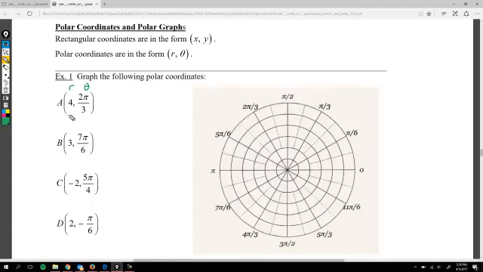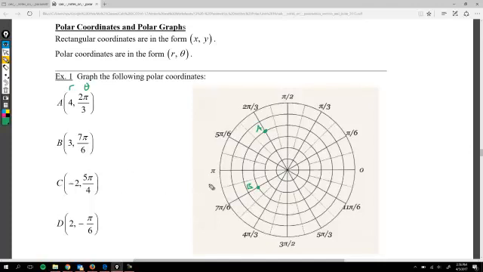Our point A has a radius of 4 and an angle of 2 pi over 3. So I'm going to find 2 pi over 3. So this angle right here, I'm going to go out 4 units. 1, 2, 3, 4. And this is my point A. Similarly for B, 7 pi over 6 is my angle, and I go out 3 units. So 1, 2, 3. This is my B.